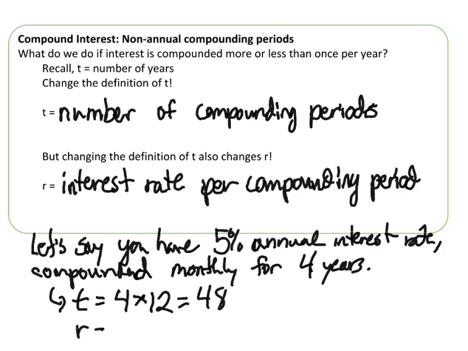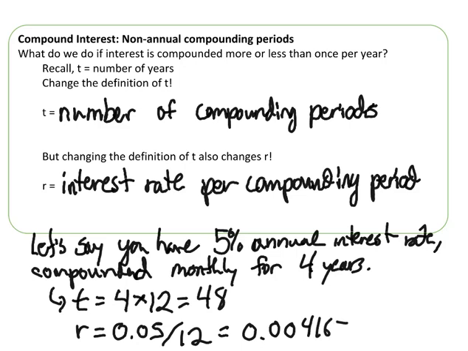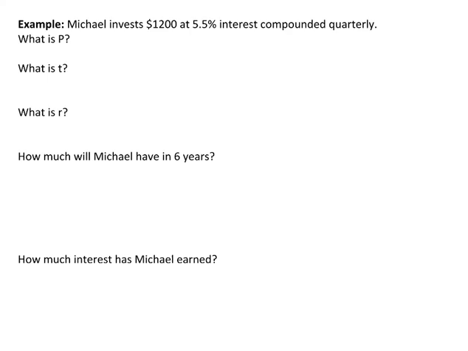And R is no longer going to be 5% or 0.05. It has to be that interest rate split up over 12 compounding periods in a year. So it has to be 0.05 divided by 12, which is 0.004167. So my R value that I'm going to plug into this formula is the interest rate for a single compounding period, not for the whole year anymore. All right, let's try a whole problem with that.